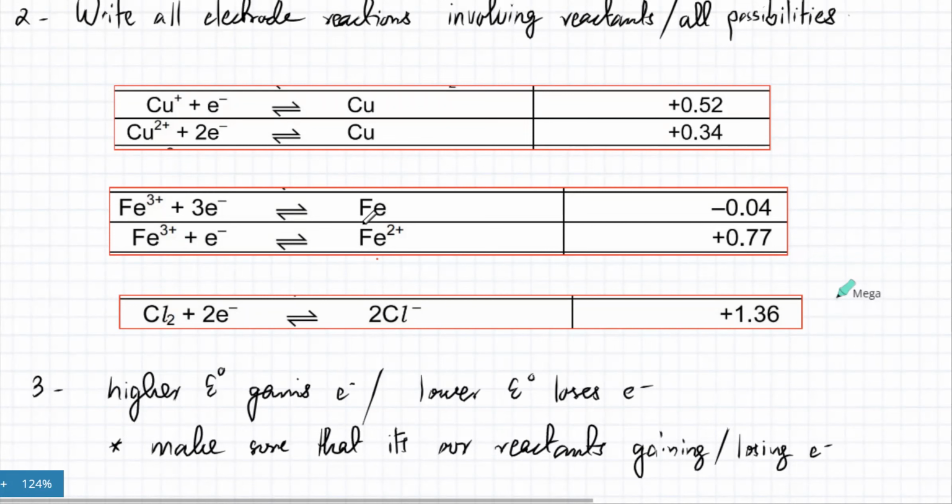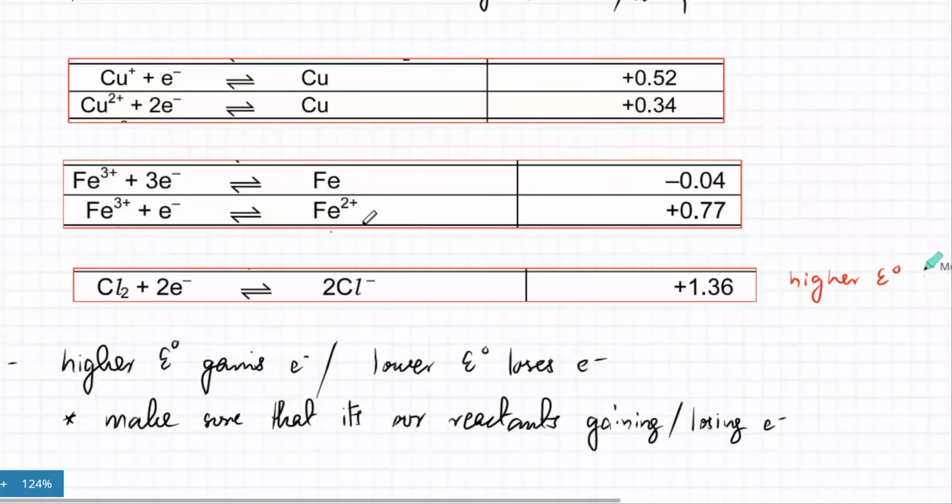Now focus on this carefully. This one is the highest E naught, which means this has the highest tendency to actually gain electrons. 1.36 is the highest. So that means this reaction is going to go in the forward direction, and it's going to gain electrons.